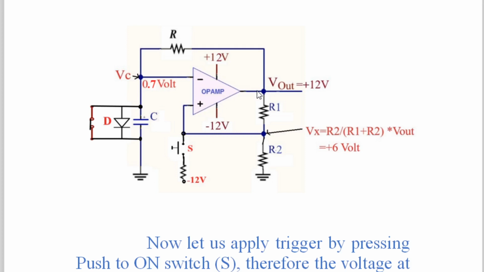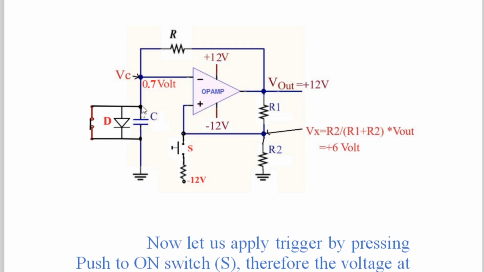Therefore, the output will maintain plus 12 volt only. And that is why we have to consider initially, as soon as we turn on the power supply, this output goes in HVL. And as soon as it goes in HVL, this potential divider circuit performs its job and converts that 12 volt into 6 volt at the junction.